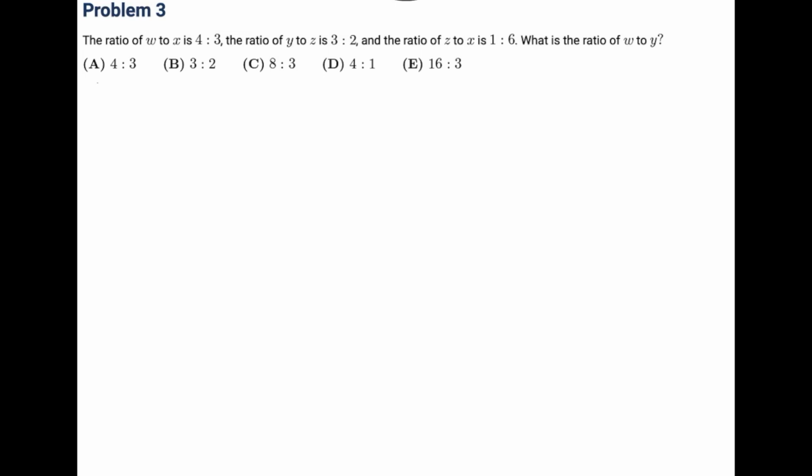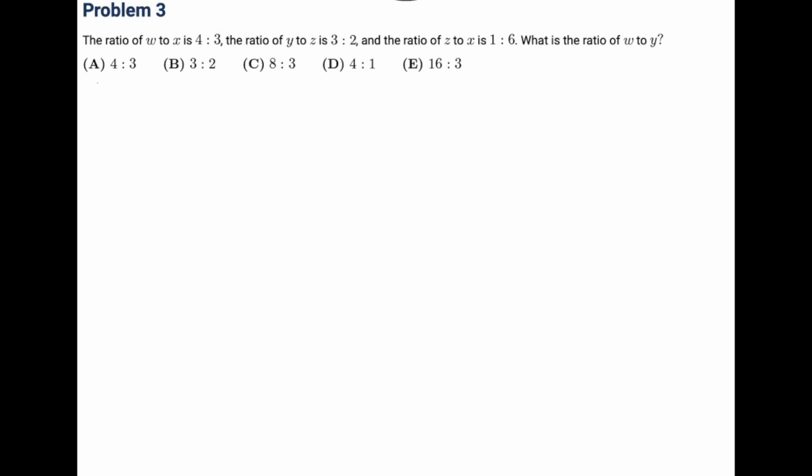Today, we are going to be tackling problems number 3 and 4 from the 2020 AMC 10B. Starting with problem 3. It reads, the ratio of W to X is 4 to 3. The ratio of Y to Z is 3 to 2, and the ratio of Z to X is 1 to 6. What is the ratio of W to Y?